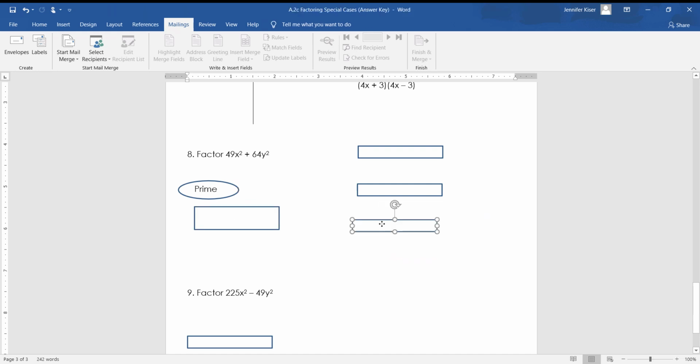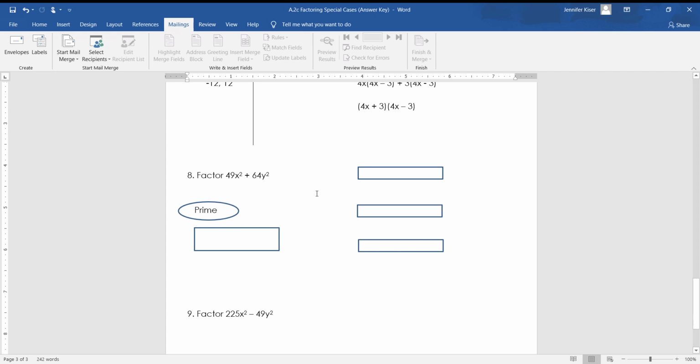Because pretty much in order for this to work here, you have to be subtracting. Or at least one of them has to be a negative. If it was like a negative 49x squared, that could work. You could always reorder if you wanted to help.